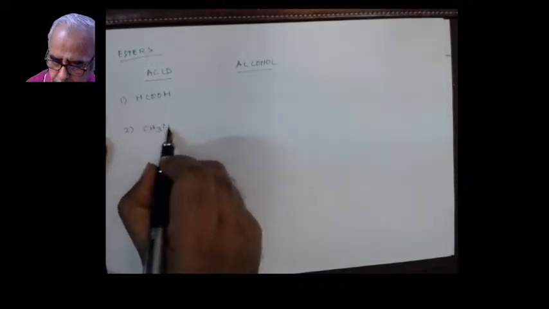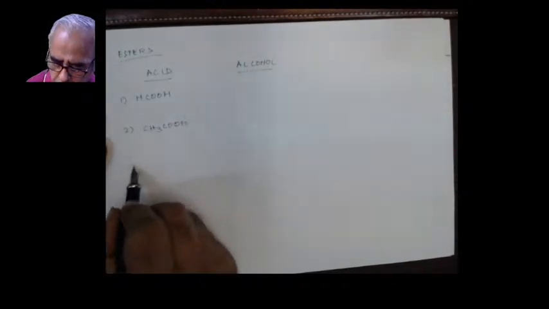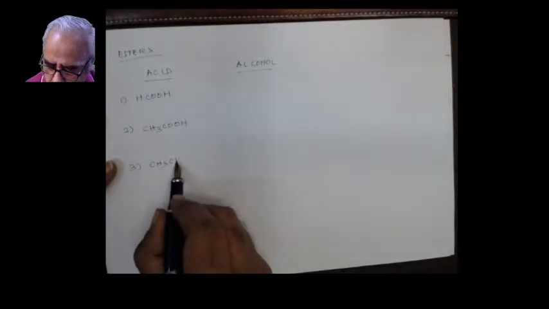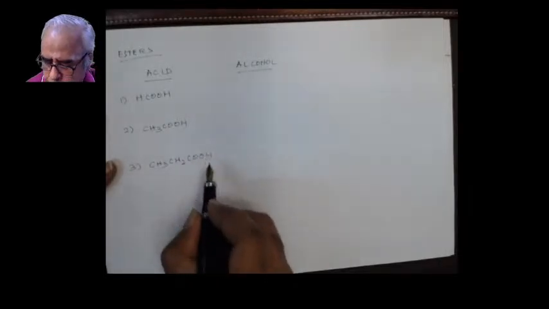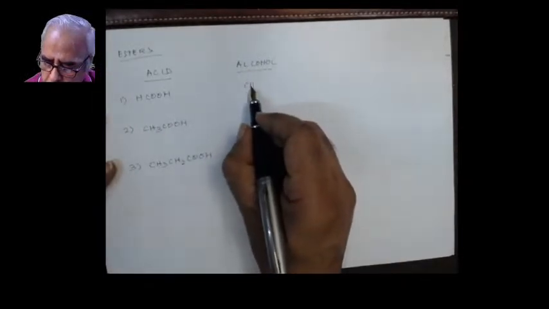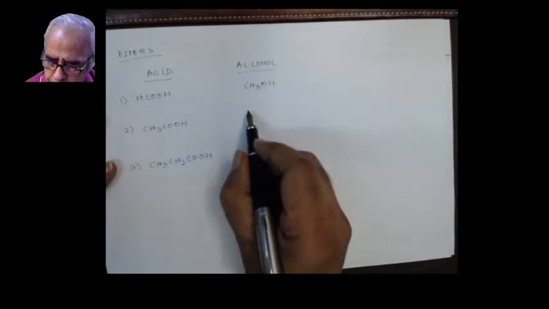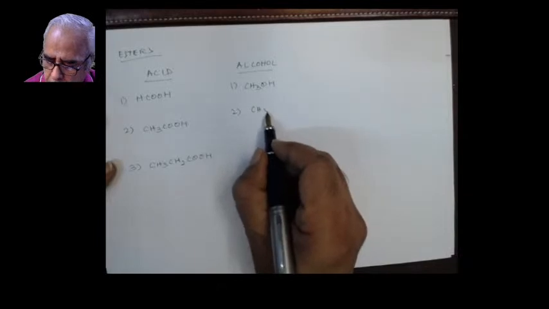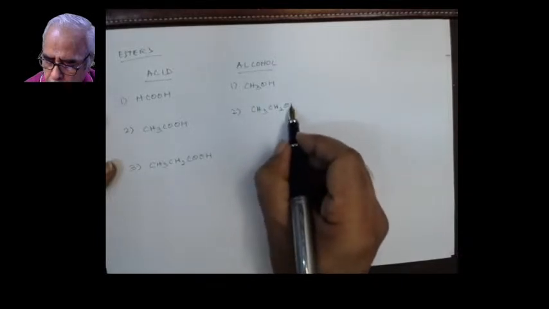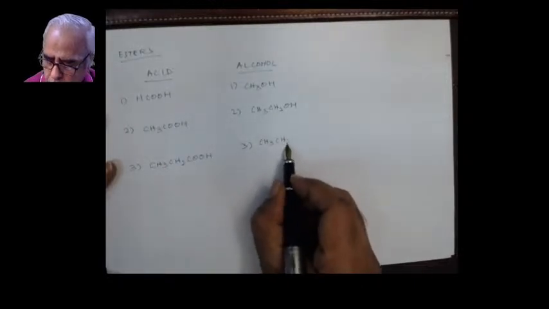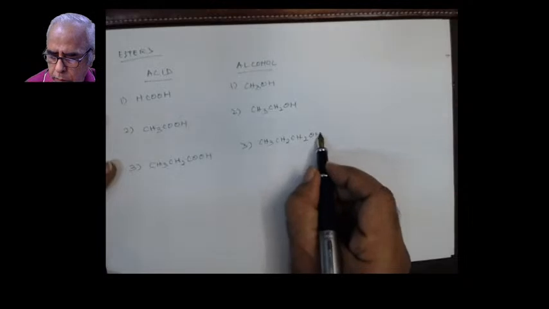Acetic acid, CH3COOH, ethanoic acid. Then propionic acid, CH3CH2COOH. Here let me take different types of alcohol. Methanol, CH3OH. Ethanol, CH3CH2OH. Propanol, CH3CH2CH2OH.